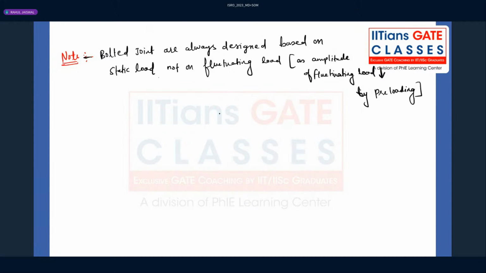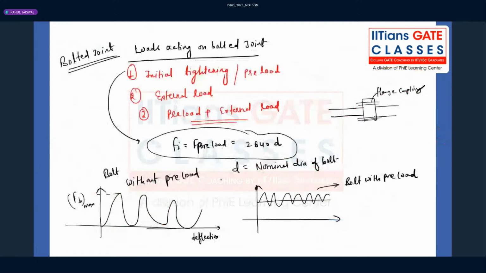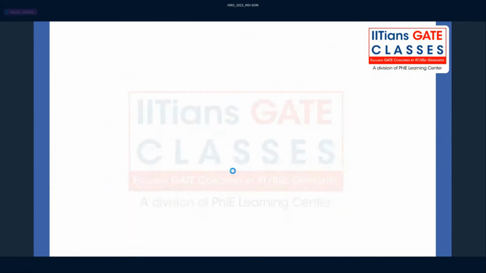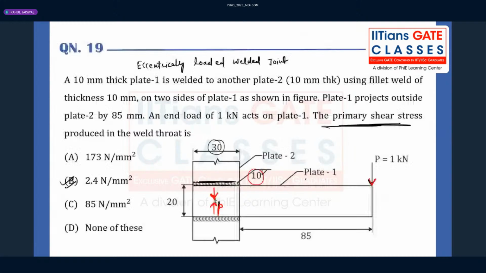A good number of questions they ask. In fact, one or two questions are very highly appreciable questions. You can see this strength of material question. In fact, this was also somewhat shocking for some of the students. Primary shear stress, because we tend to forget the formulas for eccentrically loaded welded joints, riveted joints, bolted joints. If you want, I can thoroughly explain whatever the eccentrically loaded welded joints, riveted joints, bolted joints are separately in another class.